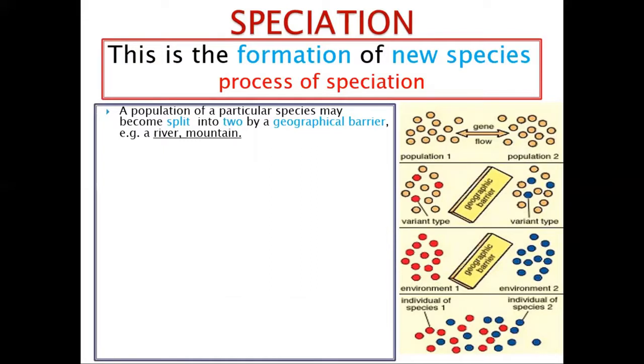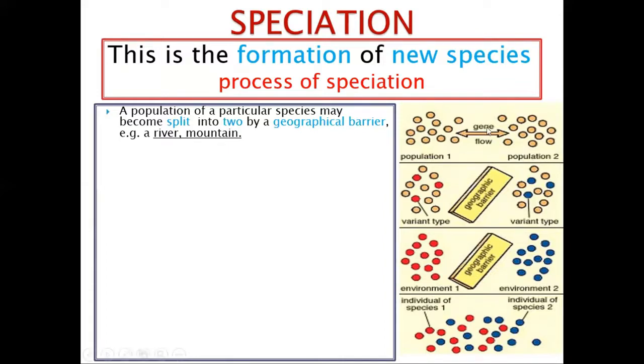For example, the population of humans in South Africa and the population of humans in America. Though the distance is great, you have planes which can go there, you have ships which can go there. Still, we can interbreed to produce offspring. Though we are different populations, we are still the same species. Why? Gene flow is still there.